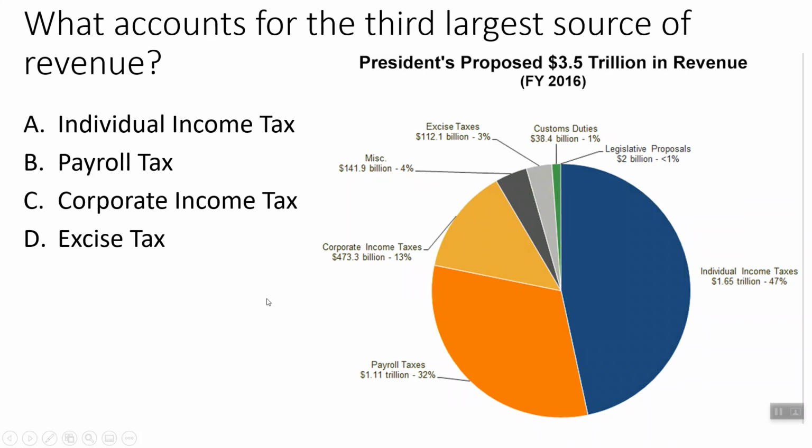All right, so a pie chart question. What accounts for the third largest source of revenue? So now you just saw where they were spending it. Where are they getting the money from? So what's the third largest source of revenue based on this pie chart?